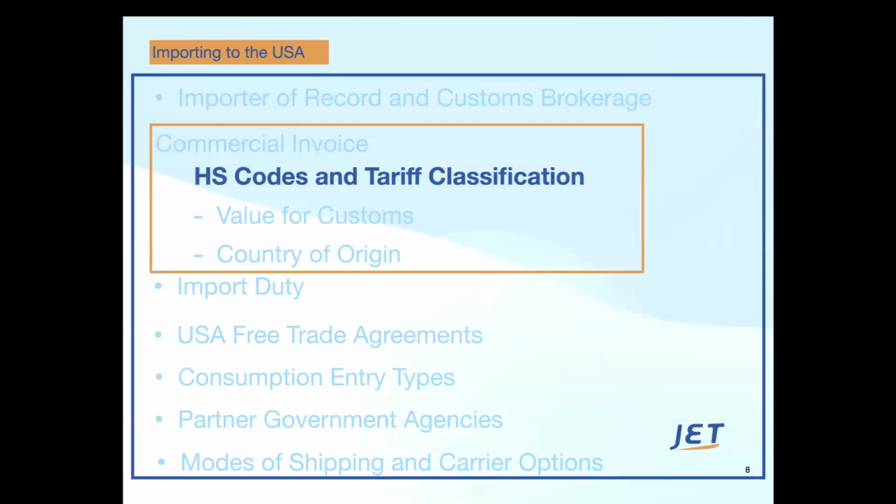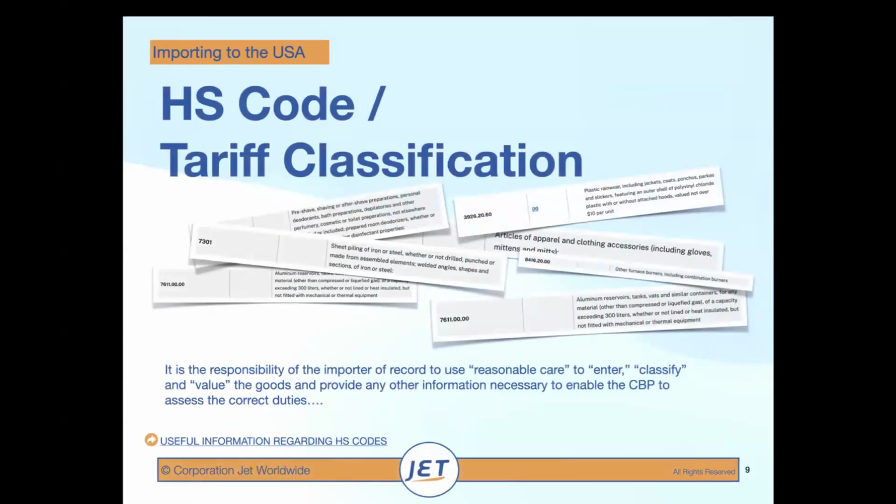Okay, now let's talk about HS codes and tariff classifications. HS code, harmonized system, tariff classification, all the same thing. The description of the goods on the commercial invoice forms the basis of the HS code, or the best practice is to have the US code included on the invoice. And I'm going to just back up a little bit and try to demystify the HS code process.